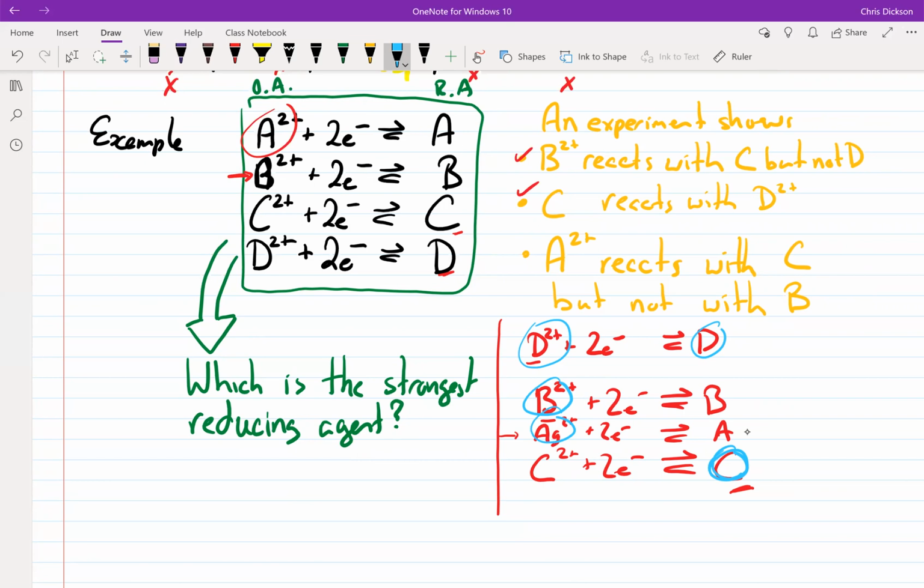So which chemical is the strongest reducing agent? Well, these are the reducing agents, so it would have to be the one lowest down on that side of the table. So the strongest reducing agent would be C. And the strongest oxidizing agent would be D2+. It didn't ask us that, but you might get a different question than this.